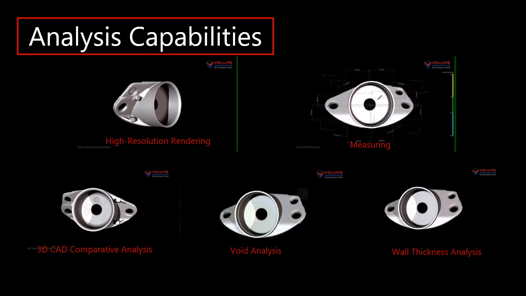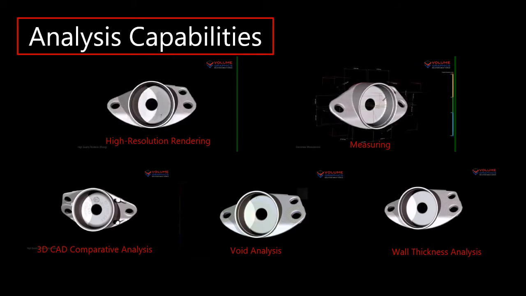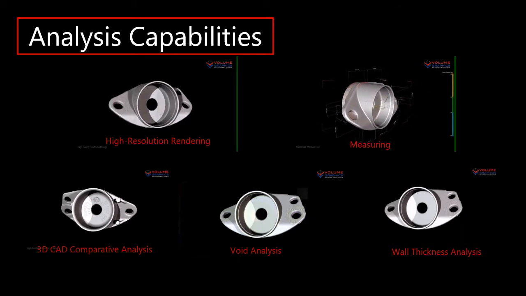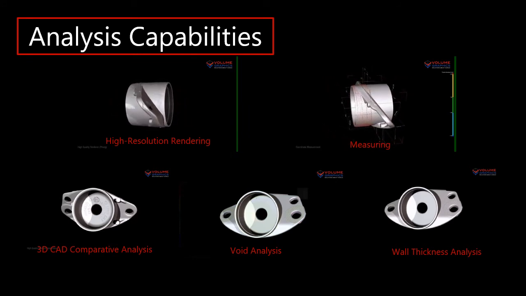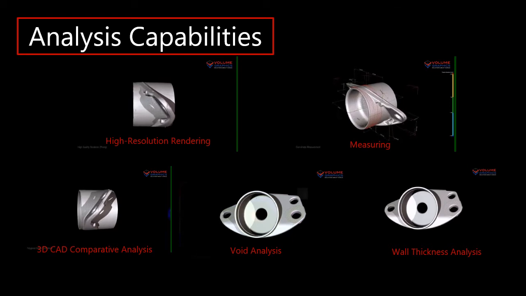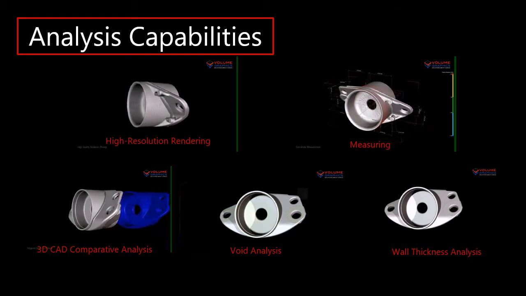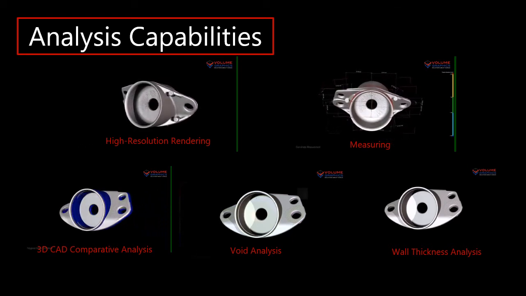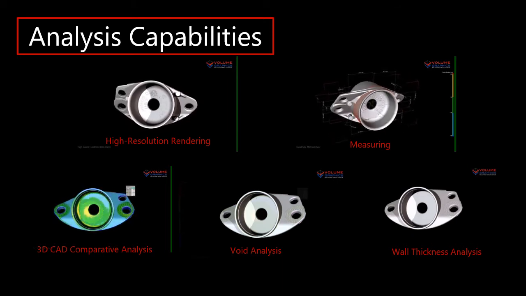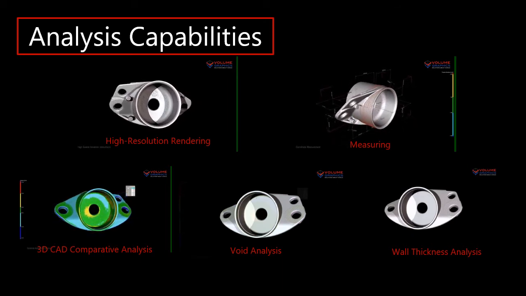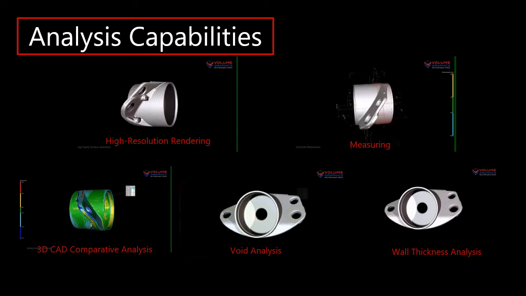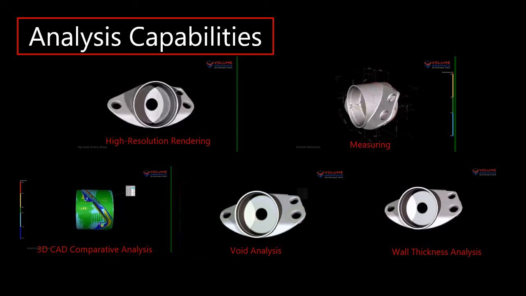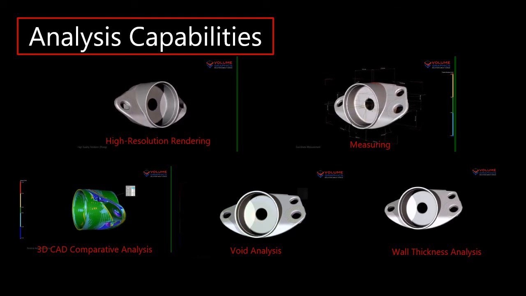We can do 2D and 3D measurements of your sample. We can do what is called coordinate measurements. If you have a 3D drawing, we can compare it to the actual scans. Meanwhile, in comparative analysis, two different scans, for example a bad one and a good one, can be compared, similar to the 3D CAD comparative analysis.